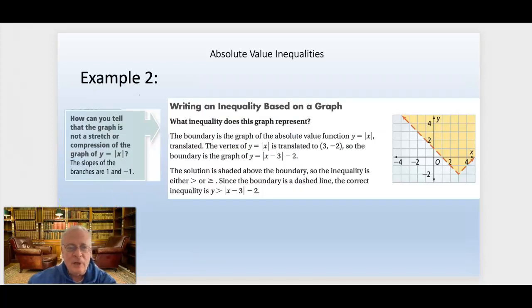Guys, also we can start with a graph and then write the inequality. Look at the vertex. Find where the vertex is. And then just write it in HK form, in absolute value form. Just make sure that you get the sign correct. Right here, it's above, so it's pointing away from the y. It's a dotted line. So it's greater than, but not equal to. Only greater than.